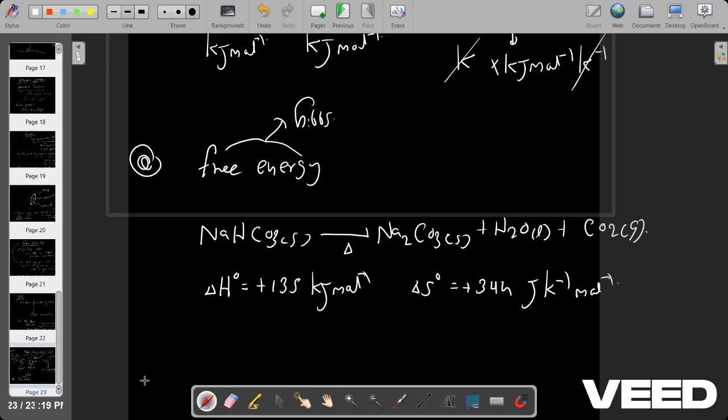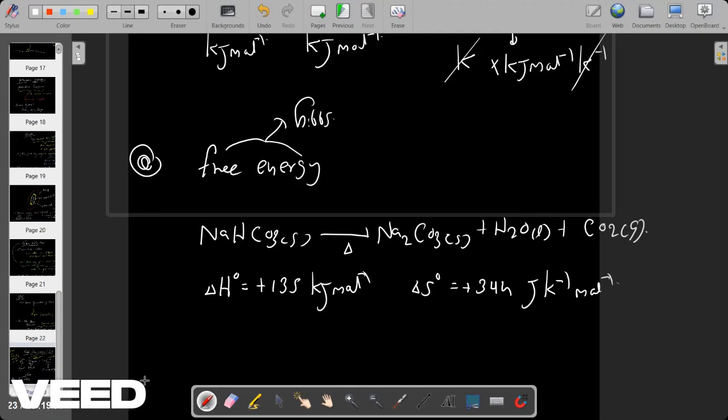344 is given in joules per Kelvin per mole, remember. Here the enthalpy is given in kilojoules. This is given in joules. Be careful, it must be in the same units. So you will have to do a unit conversion.